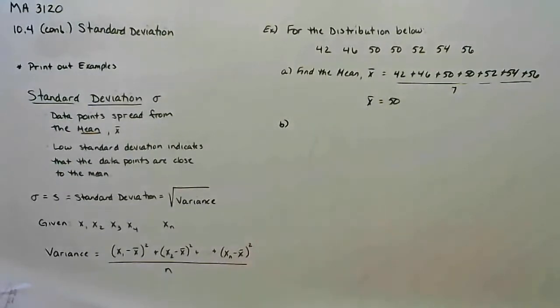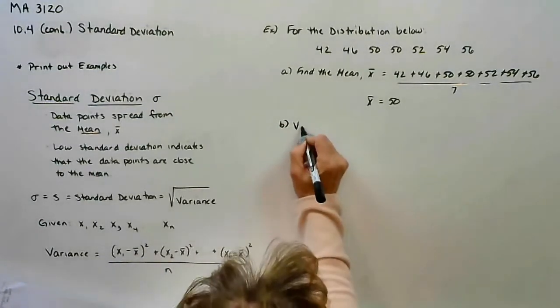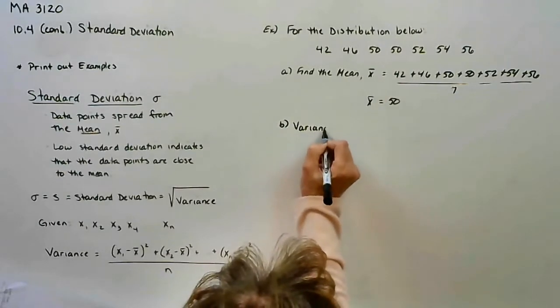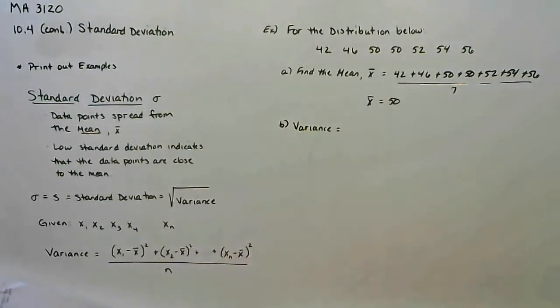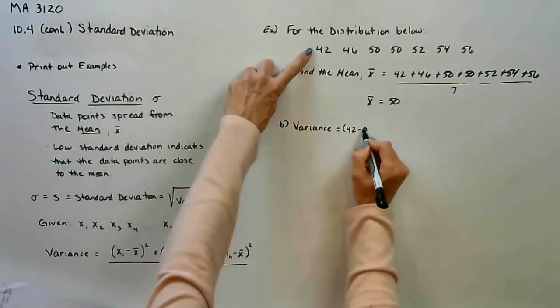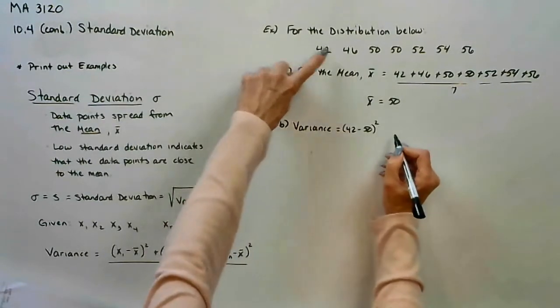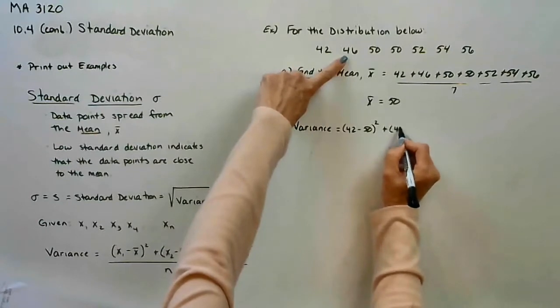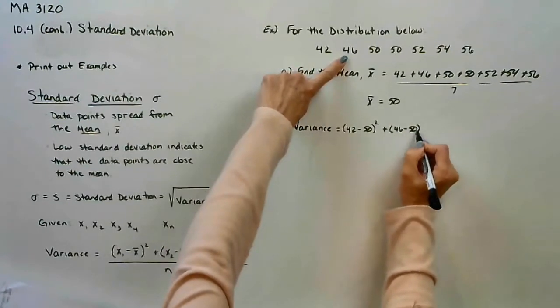Now, we want to calculate the variance. So the variance is very tedious, but I'm going to write it out so that you can see how we get each one. We need to take each individual data point, subtract the mean, and square it. So our variance would be found by taking our first data point, 42, subtract the mean, and square it. 46, subtract the mean, and square that.